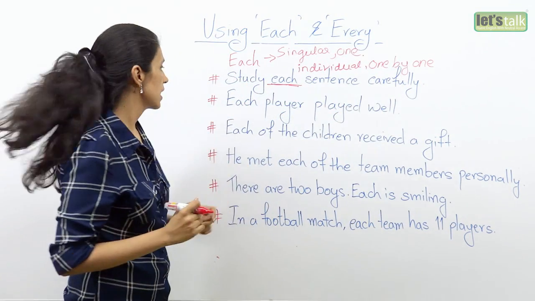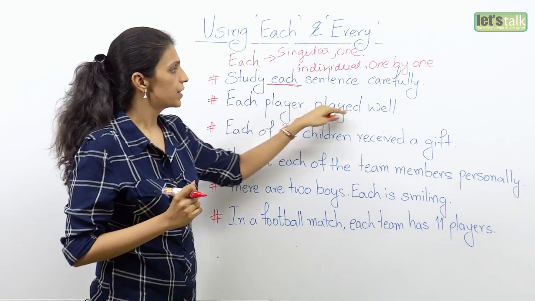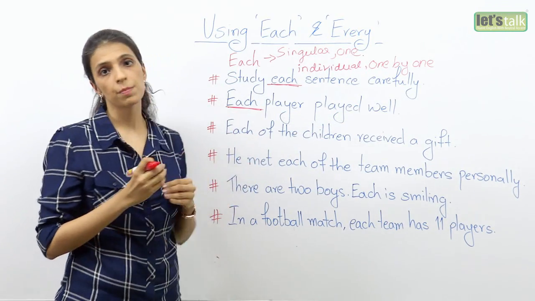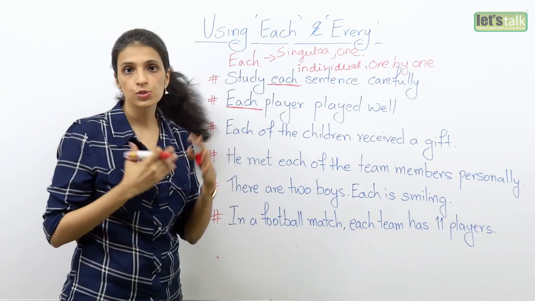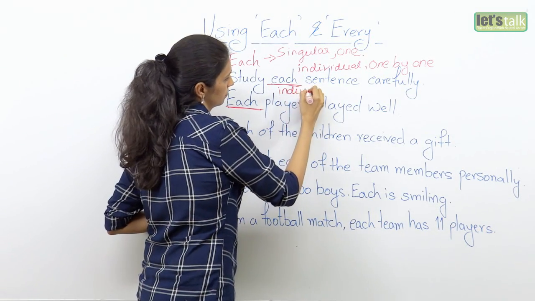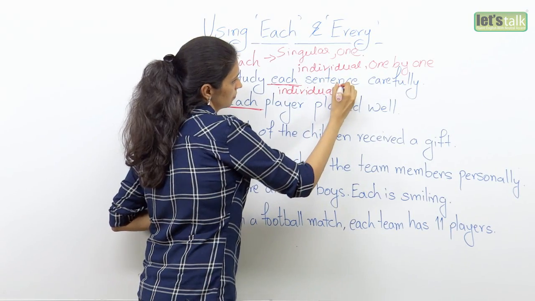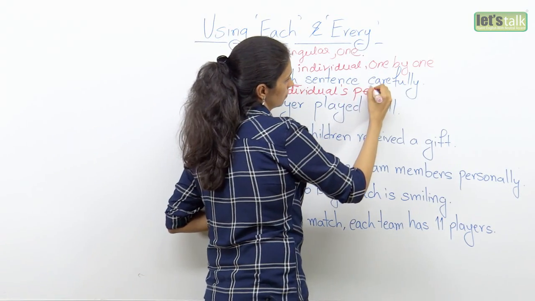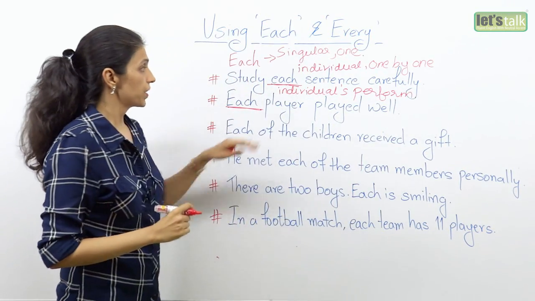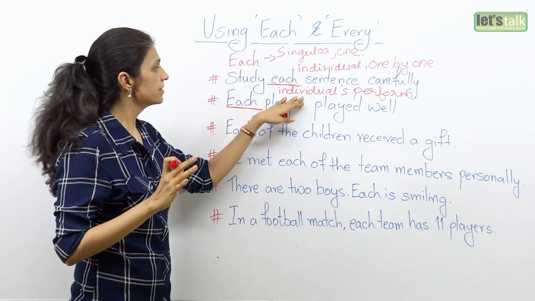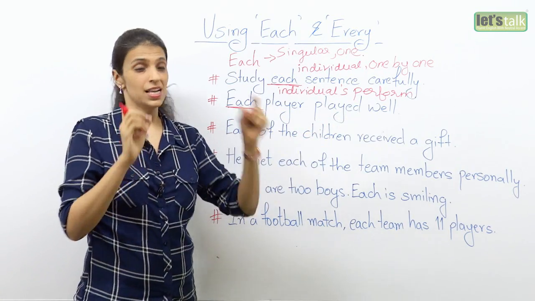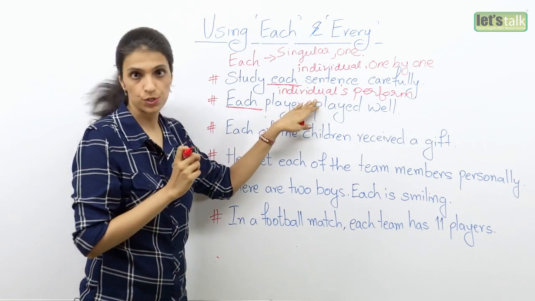Now my next example, each player played well. Now each player means I'm talking about an individual's performance. So how do they perform? So individually each player played well. So I mean one individual.